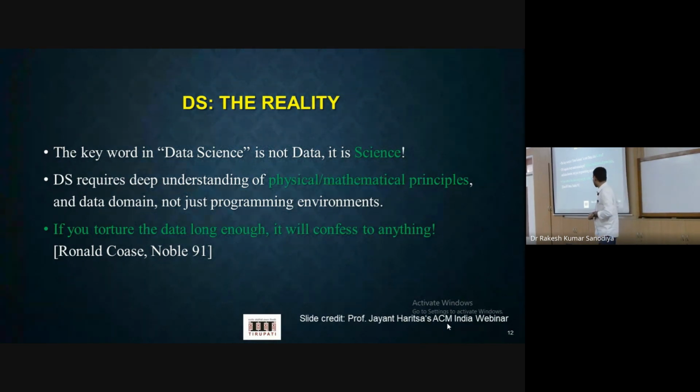That is one thing. And this is again a very nice quote from a Nobel laureate who says, if you torture the data long enough, it will confess to anything. Just like the third-degree treatment for somebody who is in jail.